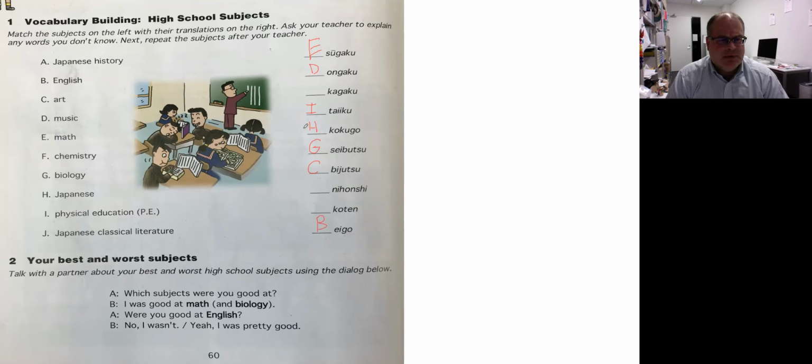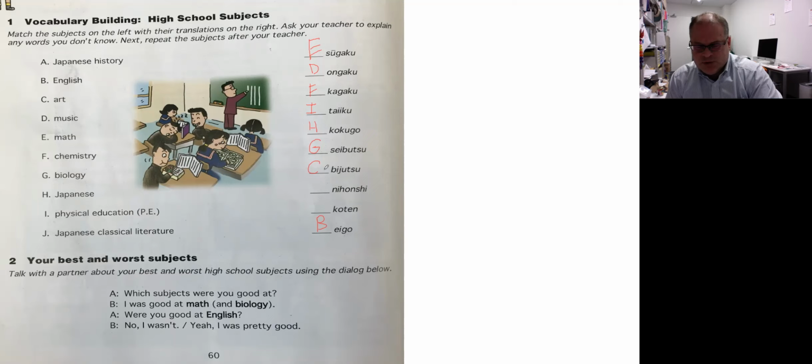What else? Biology, chemistry. Chemistry is kagaku, I think. Science is kagaku too. Seibutsugaku is biology. And then Nihonshi and Koten. Music, math, Japanese history, and Japanese classical literature.